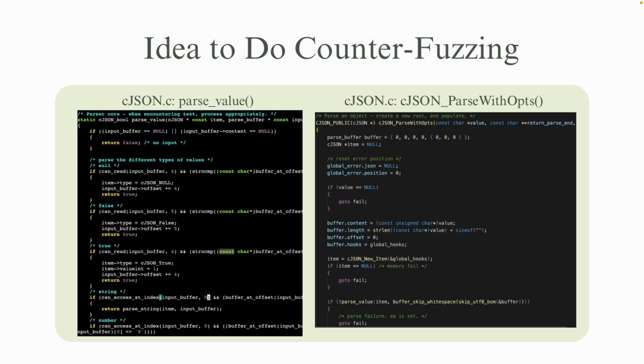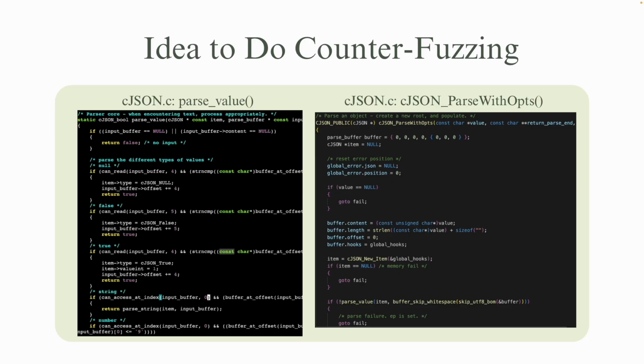The next part is an introduction to cJSON.c. cJSON.c is the core file of the cJSON library, responsible for parsing and generating JSON data in C. The key functions we focused on are parse value and cJSON parse with opts. Parse value handles different JSON value types like strings, numbers, objects, and arrays. And cJSON parse with opts is the main entry point that uses parse value for parsing the entire JSON string.